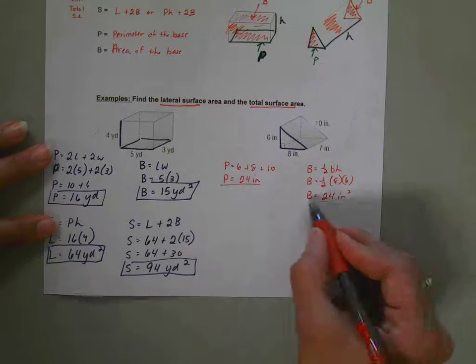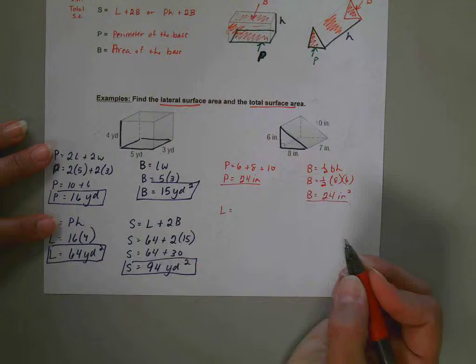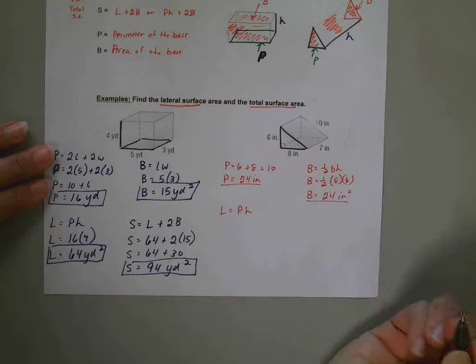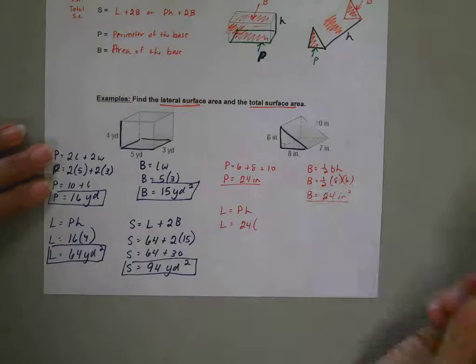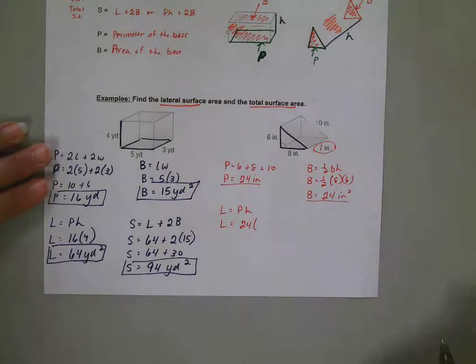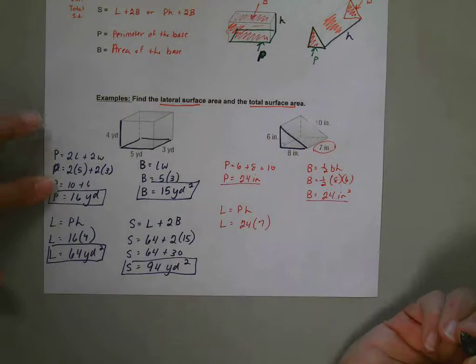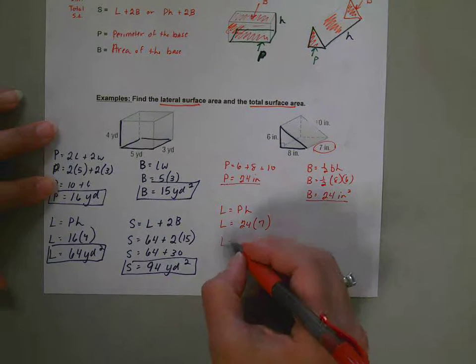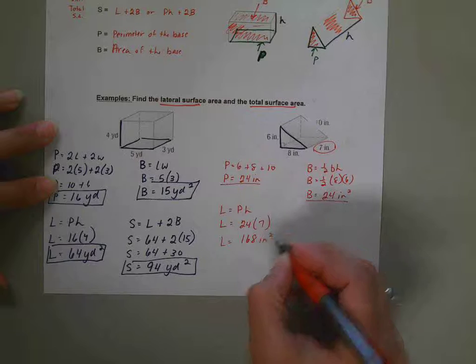So I found my perimeter. I found the area of my base. Now I'm going to find lateral, which is perimeter times height. My perimeter was 24, and my height is going to be 7 because it's the height of the prism, not the height of the triangle. So 24 times 7. So my lateral surface area is 168 square inches.